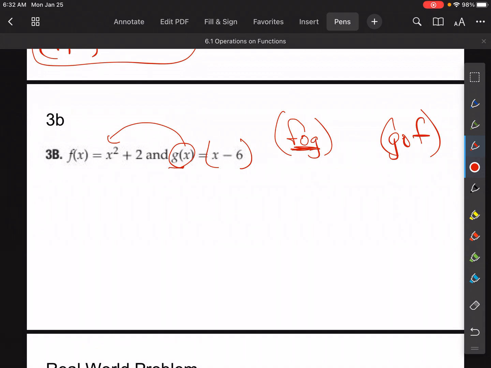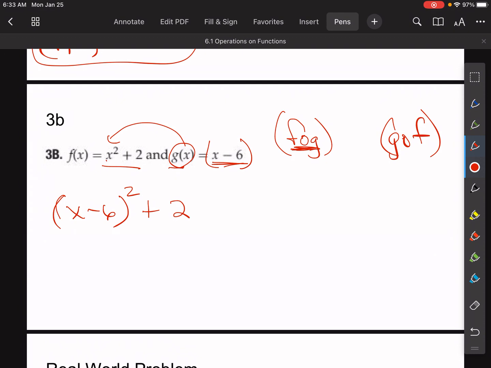Okay, so here's my f function. I'm going to start with something squared plus 2. That's usually how I set this up. I replace the x's with these parentheses. What do I plug in? I plug in the g, x minus 6.